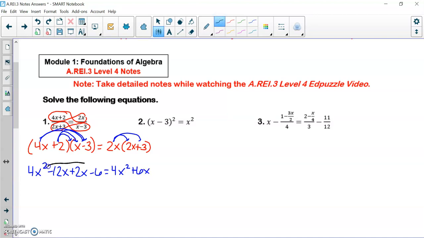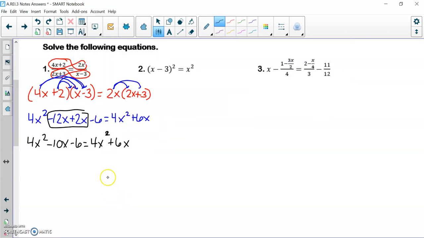And then I'm going to combine like terms on the left. So now I have 4x squared minus 10x minus 6 is equal to 4x squared plus 6x. Now, we have an x squared in our equation, and we have not learned how to solve equations with an x squared in it. And we will not learn how to solve equations with an x squared in it until second semester.